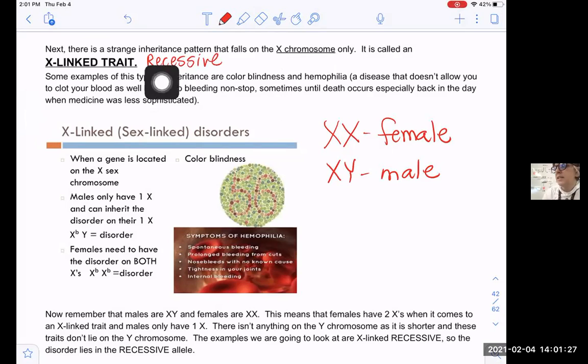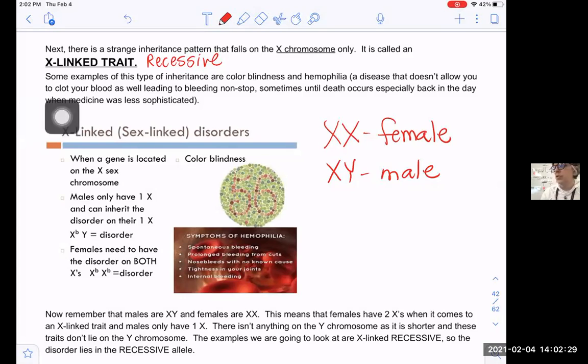Some examples of X-linked recessive traits are color blindness, where you can't see colors quite the same as somebody that has normal vision for color, and hemophilia, which is a disease that doesn't allow you to clot your blood as well. So it leads to people bleeding to death. Especially back in the day when medicine was less sophisticated, people that had hemophilia died at a young age, usually from bleeding. Nowadays, they can give you medication to help your blood clot, and other treatments, like plasma donation. But color blindness, while it might be inconvenient, is not fatal. Hemophilia could be considered fatal if you can't clot your blood. It could lead to death.